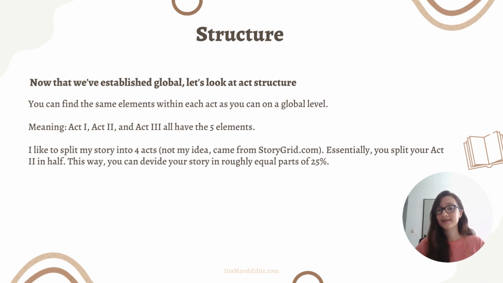And you can find the exact same 5 elements we just discussed within each act as you did on the global level, which means that Act 1, Act 2, and Act 3 all have these 5 elements. So I like to split my story into 4 acts. This is not my idea, that came from StoryGrid. So essentially you split your Act 2 in half. And this way you can divide your story into roughly equal parts of 25%.